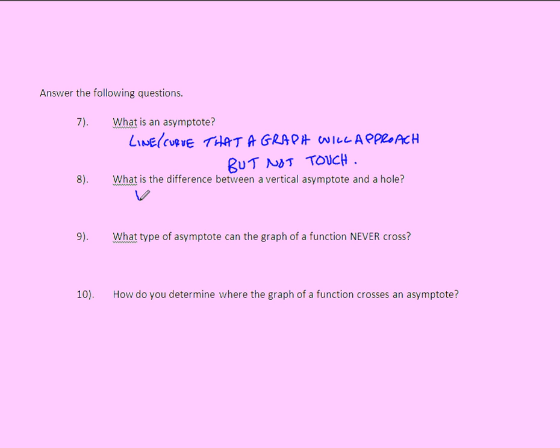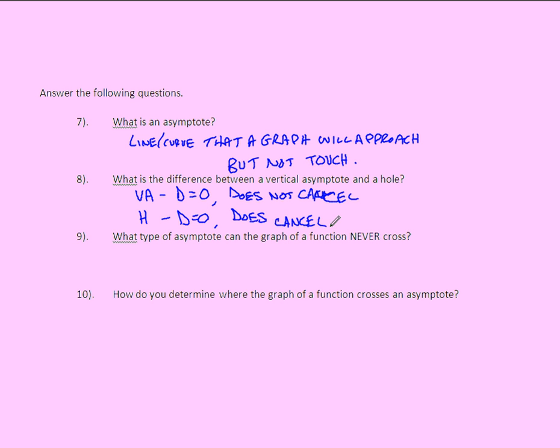What's the difference between vertical asymptote and a hole? Vertical asymptotes are when the denominator equals 0 and it does not cancel with something from the numerator. So it does not cancel. And then for a hole, same thing, where the denominator equals 0, but that factor did cancel with the numerator. So this factor does cancel to make it a hole.